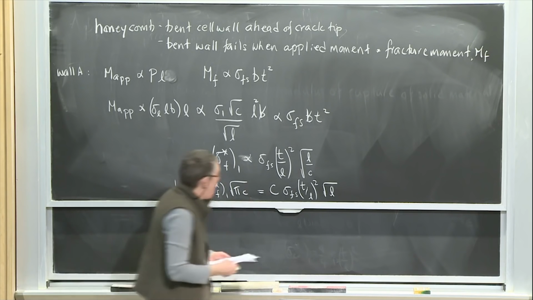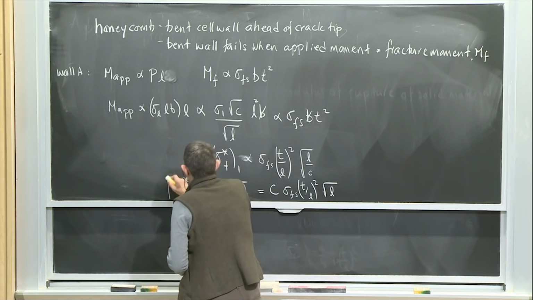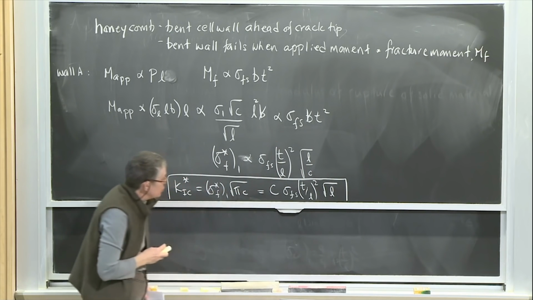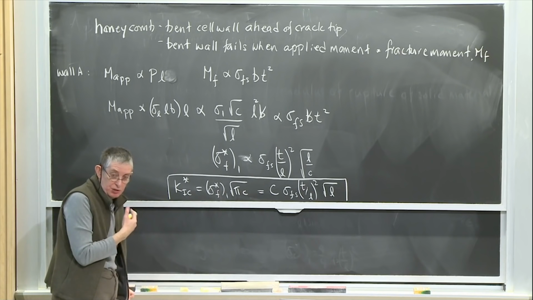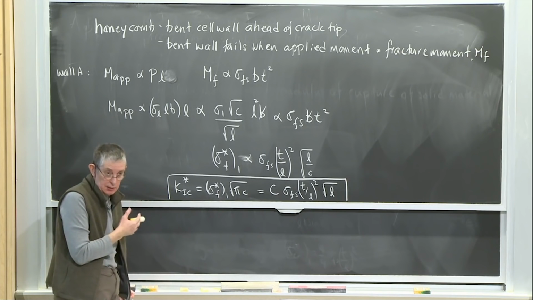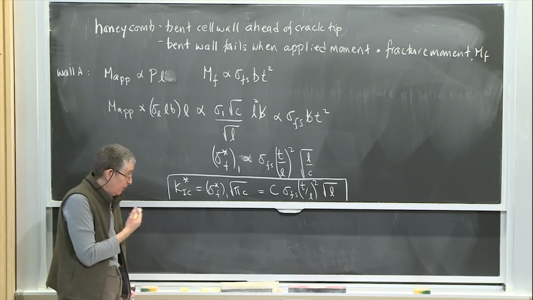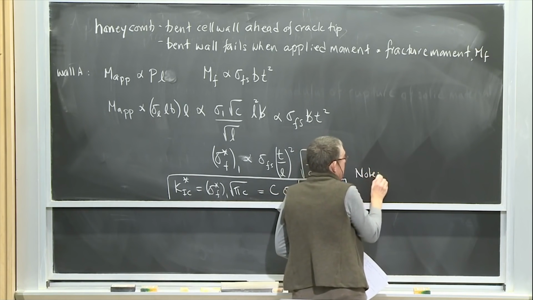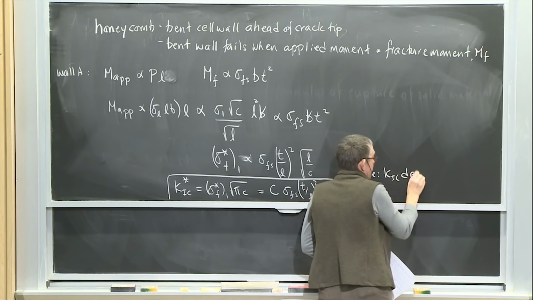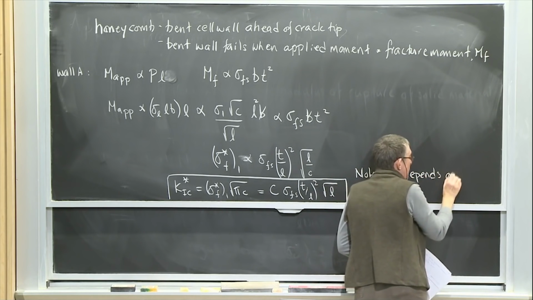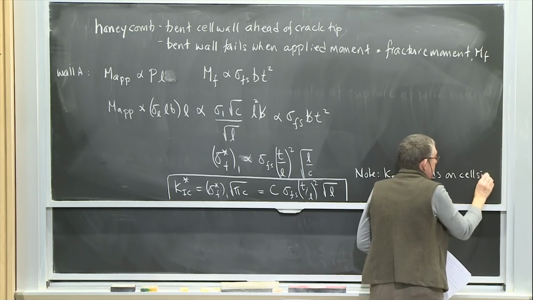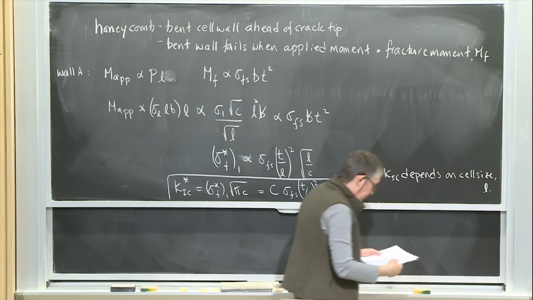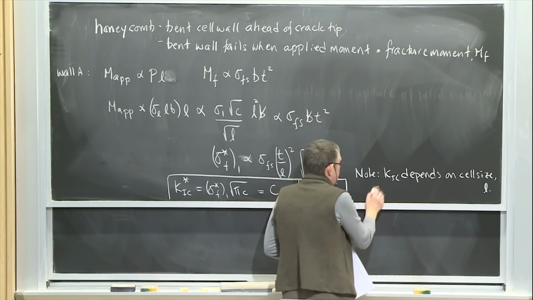Okay. So that's my equation for the fracture toughness. And one of the interesting things here is that the fracture toughness depends on the cell size. So this is the first property that we've derived an equation for where it depends on the cell size. Okay, and here C is just going to be a constant.